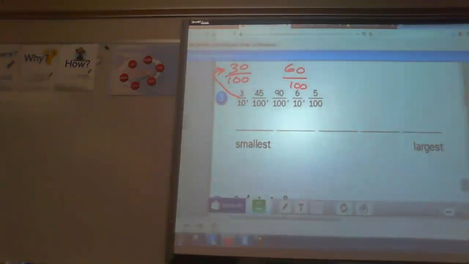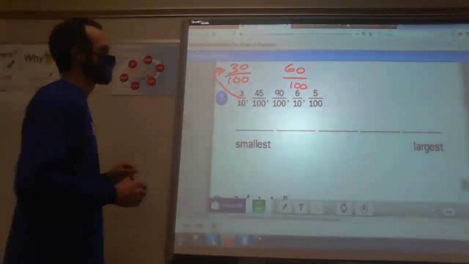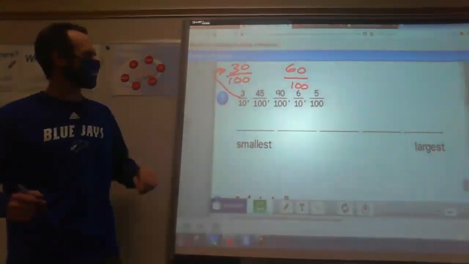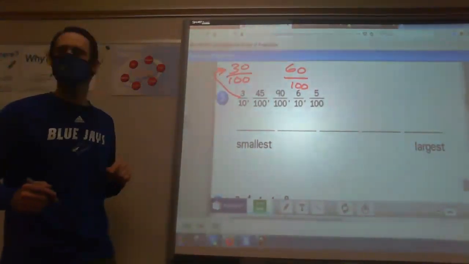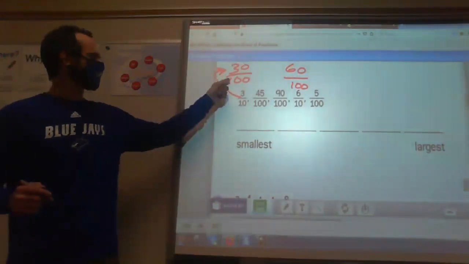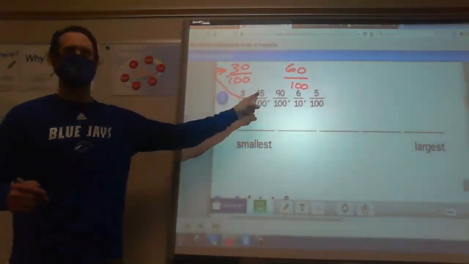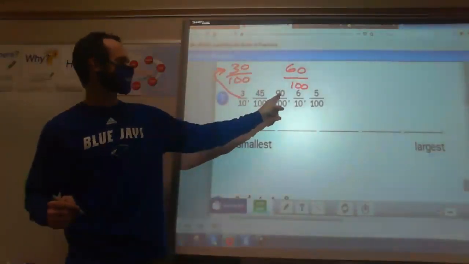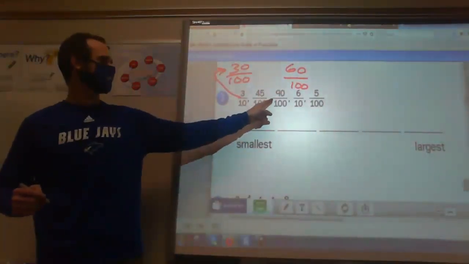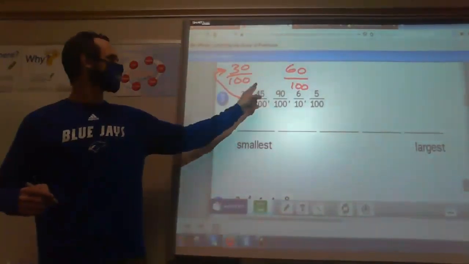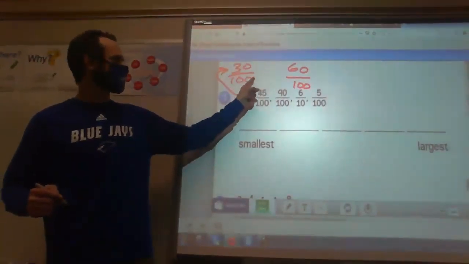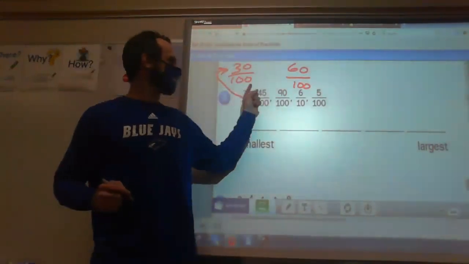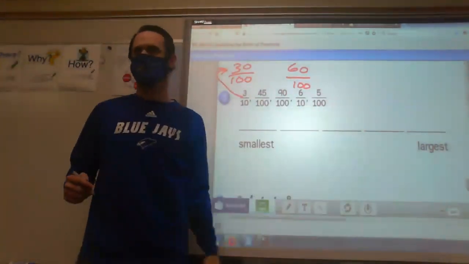Maddie, which one's the smallest one? Which one? 3/10 is 30 hundredths. Is that the smallest hundredth? 30 hundredths, is that bigger or smaller than 45 hundredths? Okay, 30 hundredths, bigger or smaller than 90 hundredths? Okay, 30 hundredths, is that bigger or smaller than 60 hundredths? 30 hundredths, is that bigger or smaller than 5 hundredths?